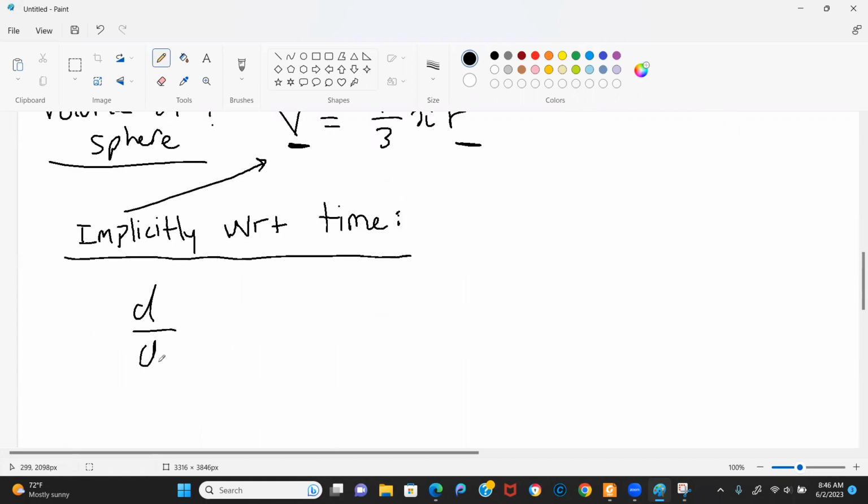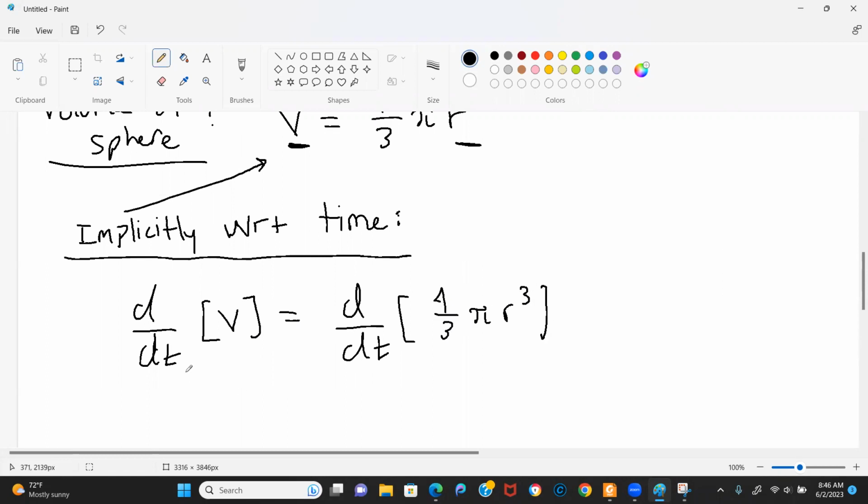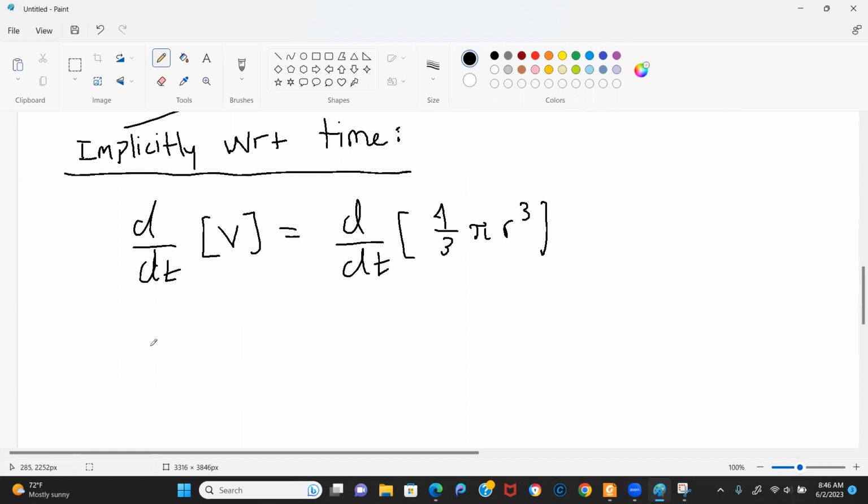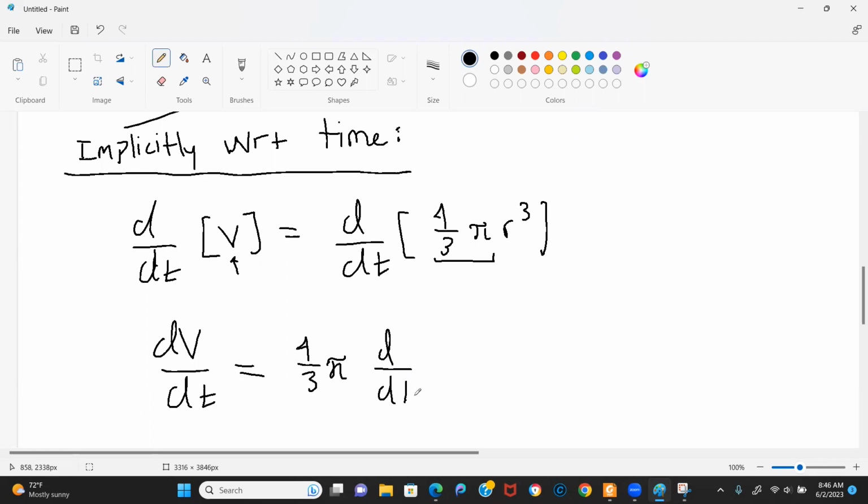So now we differentiate this. We're going to apply the derivative operator to both sides: 4/3 pi r cubed. The left-hand side is simply dV/dt, because we're taking the derivative of just V. On the right-hand side, first of all, we have these constants, 4/3 pi, so we can take those out of the derivative. And now we're going to take the derivative with respect to time of r cubed.